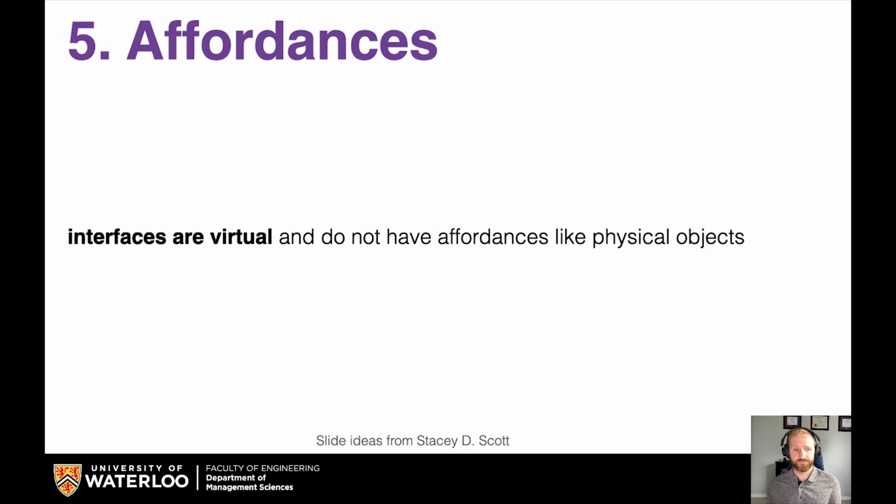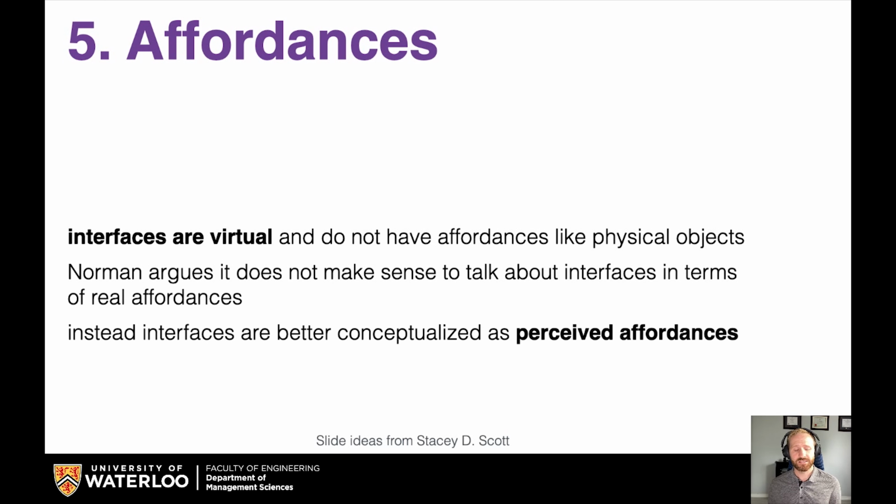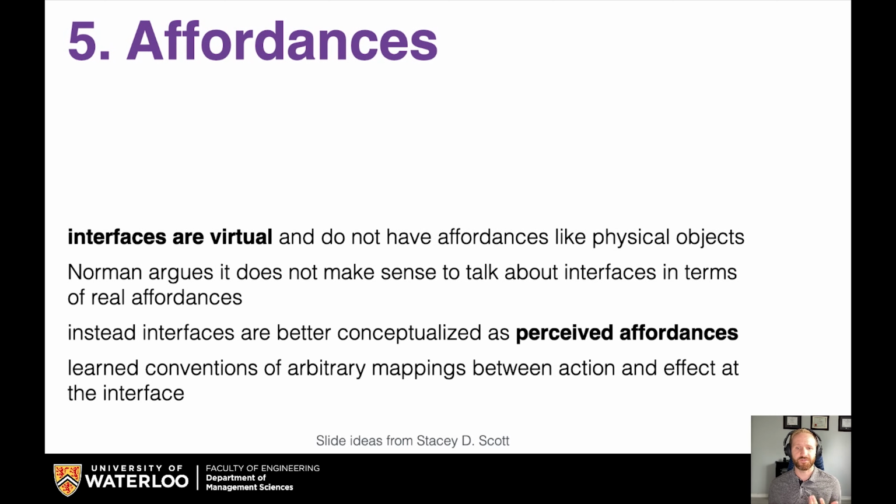Interfaces are virtual and do not have affordances like physical objects. Norman argues that it does not make sense to talk about interfaces in terms of real affordances. Instead, interfaces have better been conceptualized as perceived affordances. So these are learned conventions of arbitrary mappings between action and effect at the interfaces.